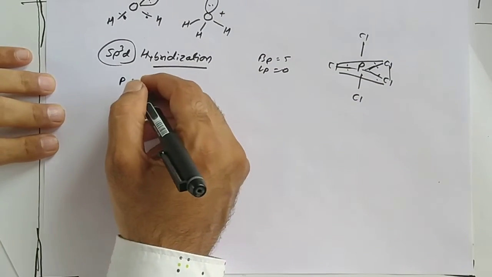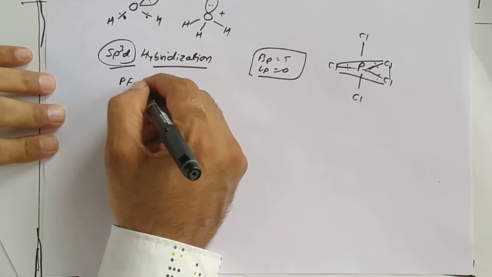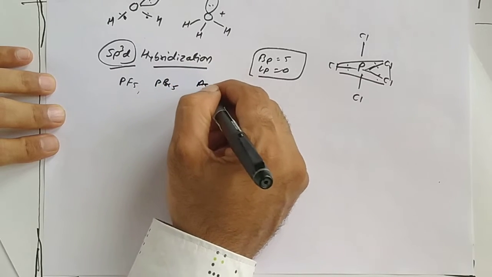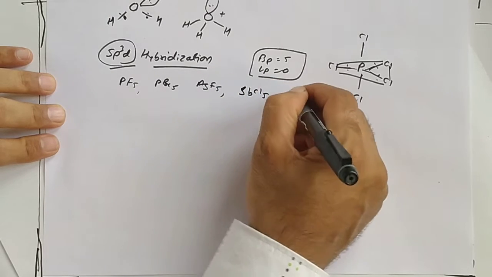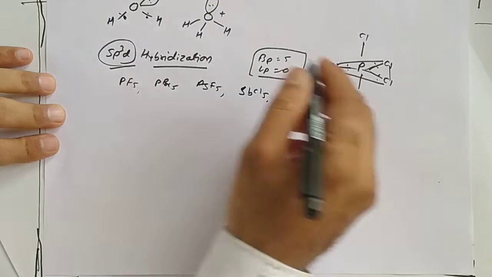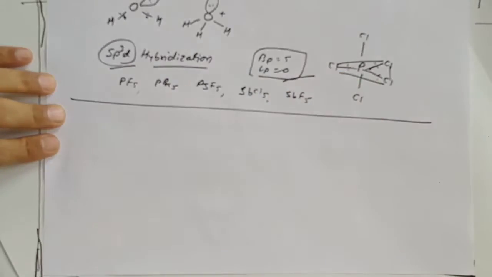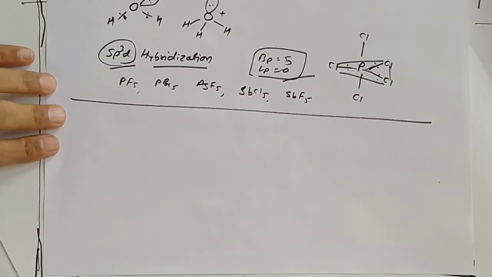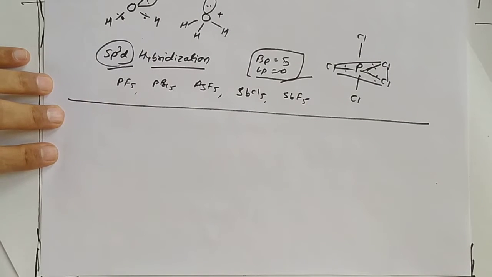Other examples of sp3d with all the 5 bonding pairs, lone pair 0, are PF5, PBr5, arsenic pentafluoride, antimony pentachloride, and antimony pentafluoride. All the bonding pairs are 5 and lone pair 0. So the full-fledged shape is trigonal bipyramidal.